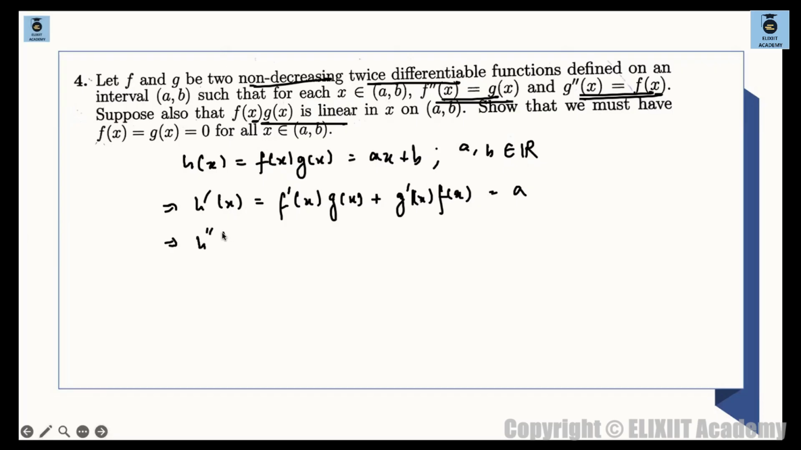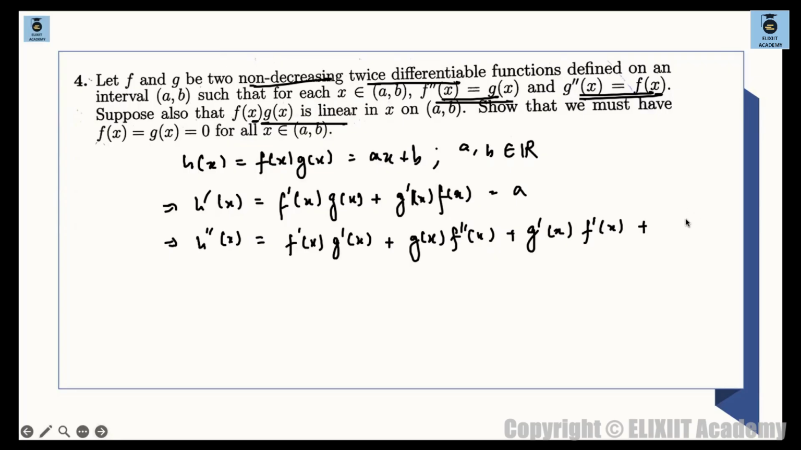So h double dash of x will be f dash of x into g dash of x plus gx into f double dash of x plus g dash of x into f dash of x plus, product rule से, fx into g double dash of x. Okay, and the right hand side will be 0 now completely.